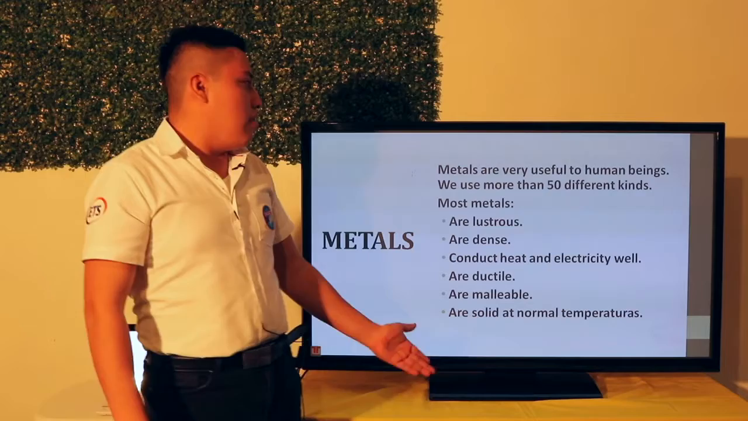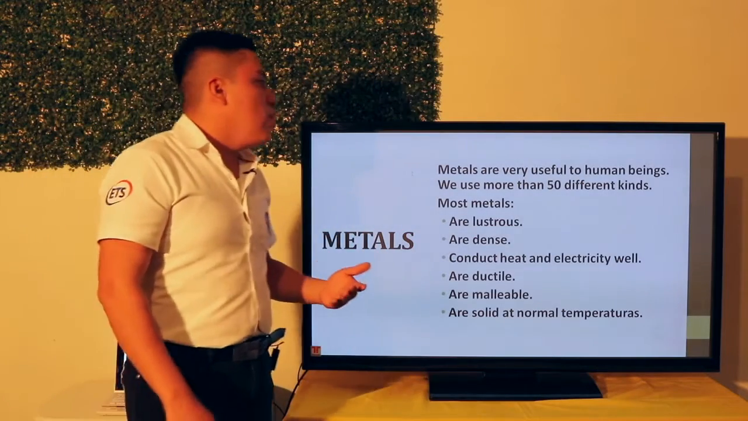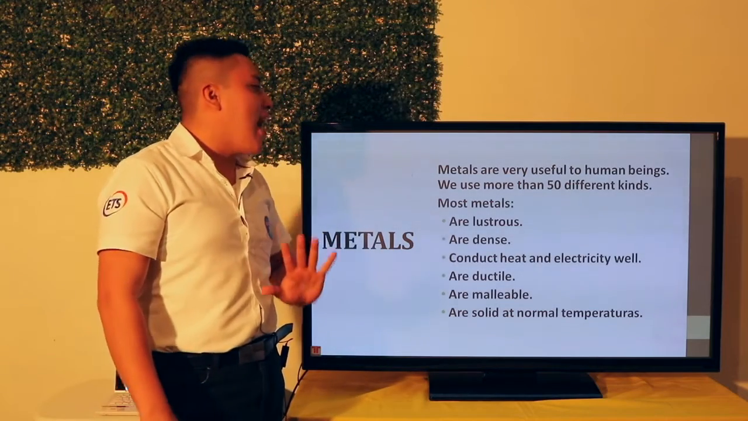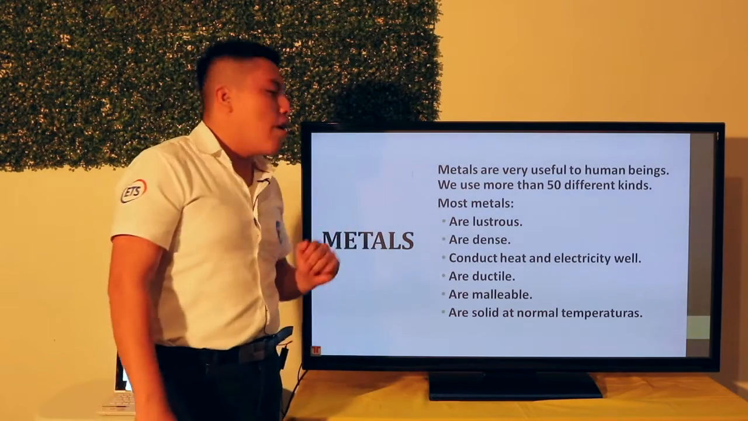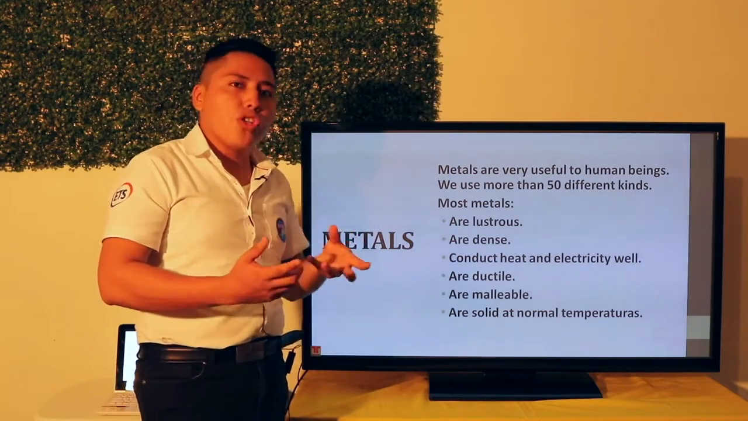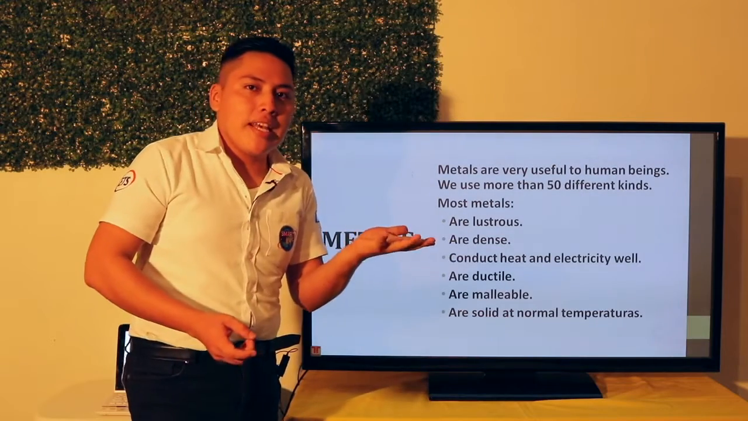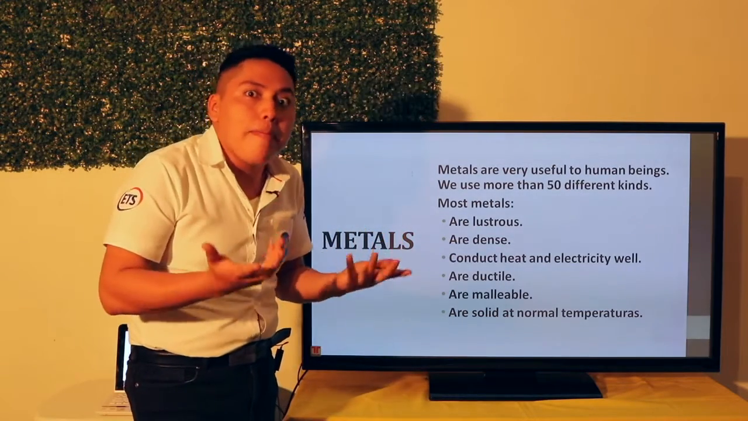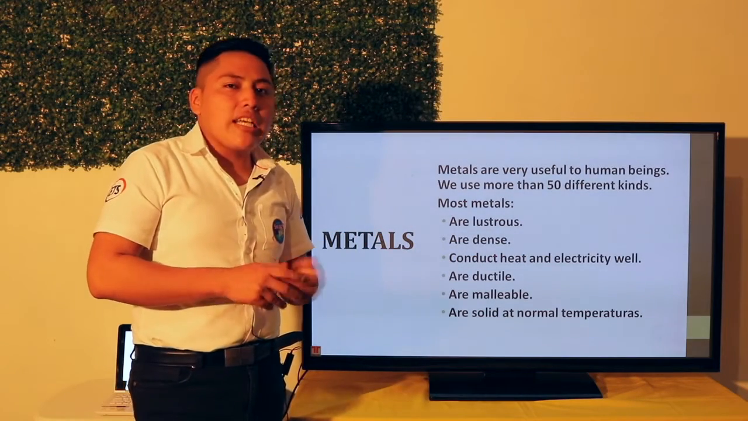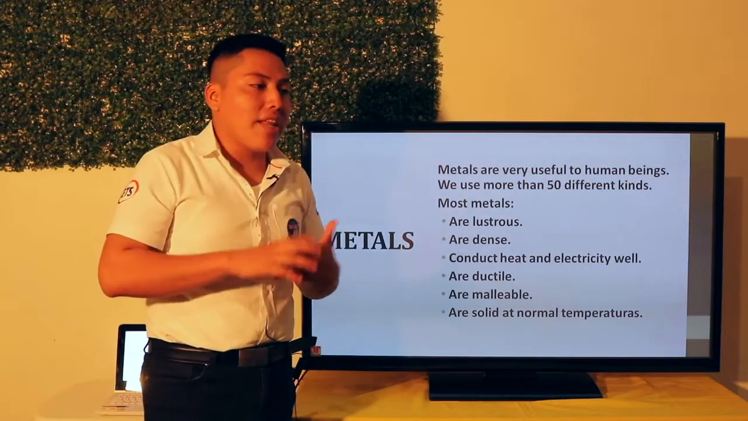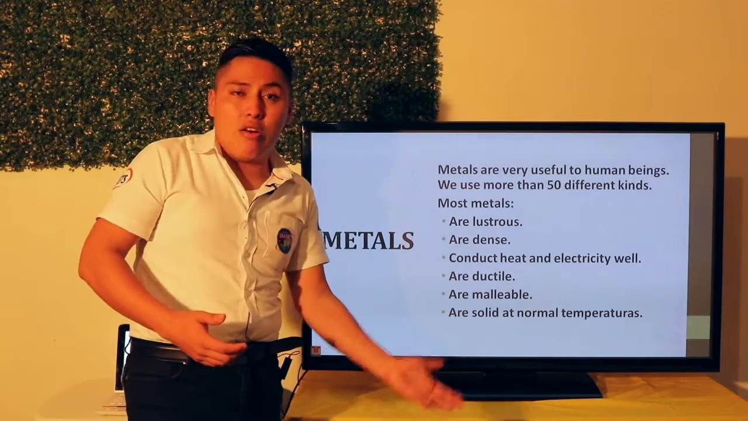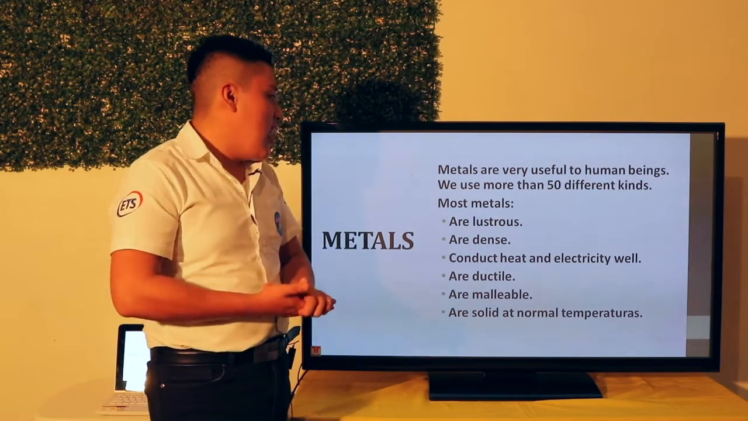Let's start with metals. Metals are very useful to human beings. We use more than 50 different kinds of metals. Most metals are lustrous. What does it mean? When a metal is lustrous, it shines. The metal is bright, maybe, or something like that. Then we have dense. It depends on the size of the metal or the thing made from metal. It could be heavy or light.